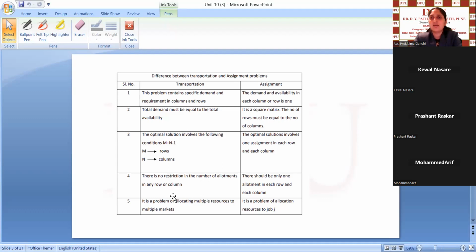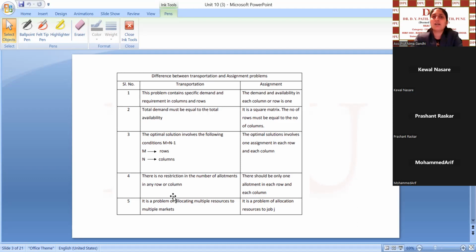So what you are checking is, when your demand is not matching with the supply or the availability, you are saying your transportation problem is unbalanced. So you have to balance it, and then only you can proceed further with the calculations. You're doing the same calculations, but you have to balance your transportation problem.